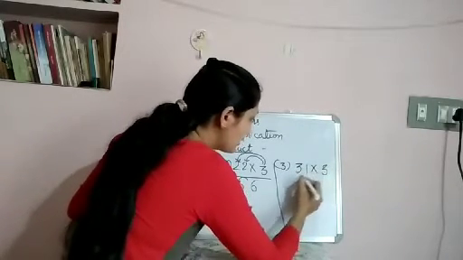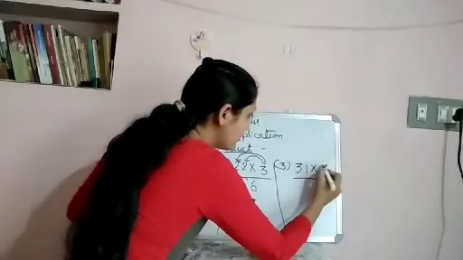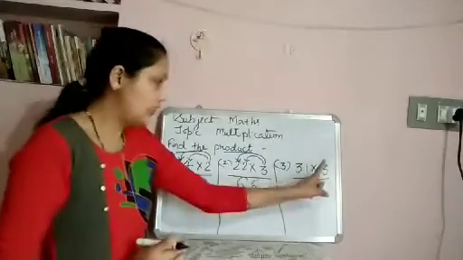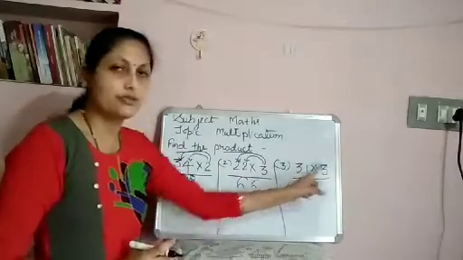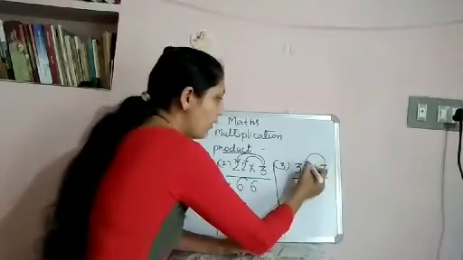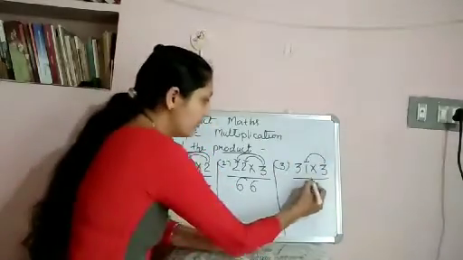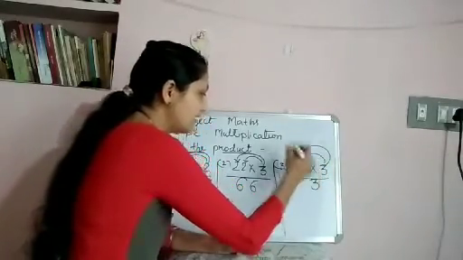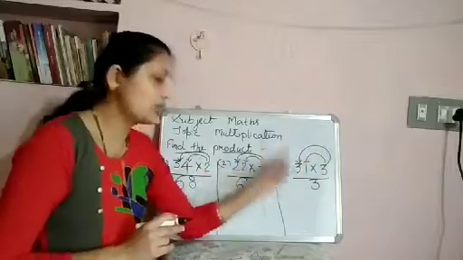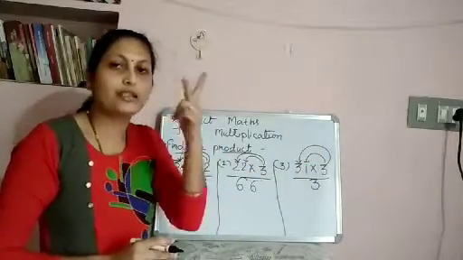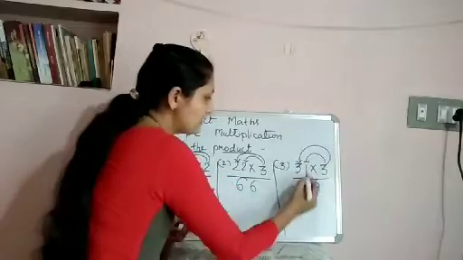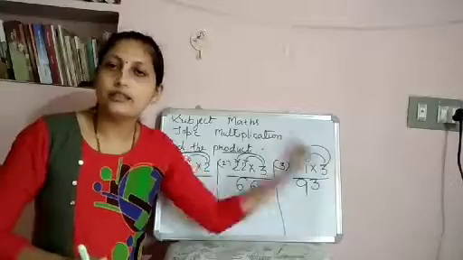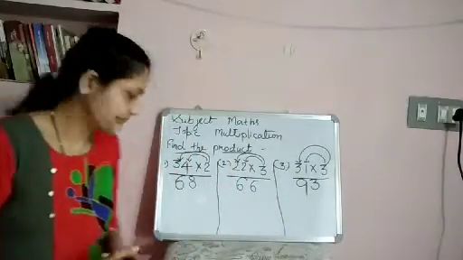Third one. 31 into 3. First you multiply 3 with these two digits, 1 and 3. First 3 into 1. 3 ones are 3. Write it here. Next 3 into the second digit, that is 3. 3 ones are 3, 3 twos are 6, 3 threes are 9. So 3 threes are 9. Write it here. So what is the answer? 93.